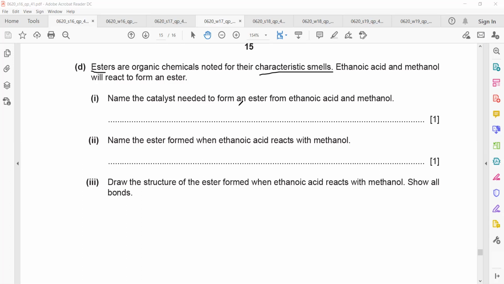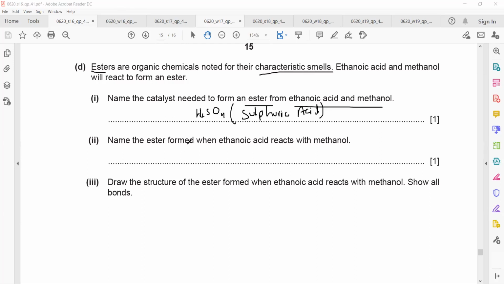Name the catalyst needed to form an ester. So what is the catalyst? Yesterday we discussed this question. So we use sulfuric acid. In the exam, you will not write H2SO4, it should be the name. So you will write sulfuric acid. Here, as I'm answering the question, you can mention H2SO4, but in the exam it should be sulfuric acid in words rather than a formula.